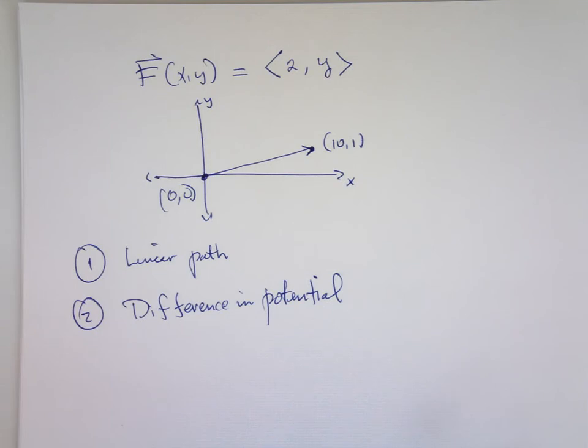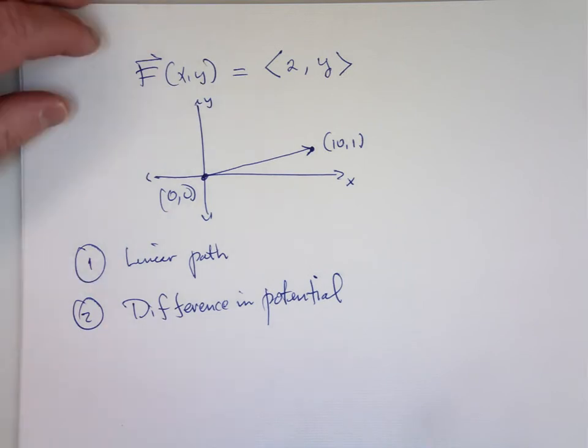You could take any path, as long as you get from (0, 0) to (10, 0). You could go into the third quadrant first and then head up there, and you could find the work done, and it would all be the same 20 and 1/2 joules of work. No matter what path you take. You guys ready? Let's do it. We'll do the linear path.